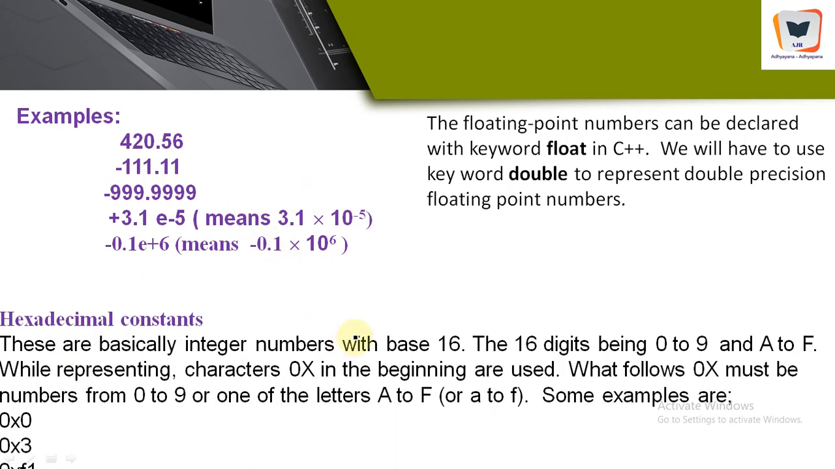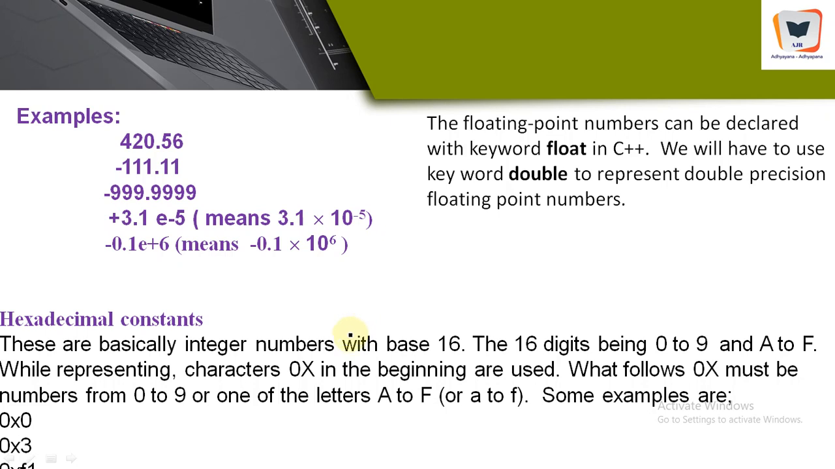Hexadecimal constants. Hexadecimal is basically a representation. When we want to represent huge numbers, anyway, they have to become bits within a computer, and it becomes too lengthy, because the base of the binary digits happens to be 2, that is 0 and 1.